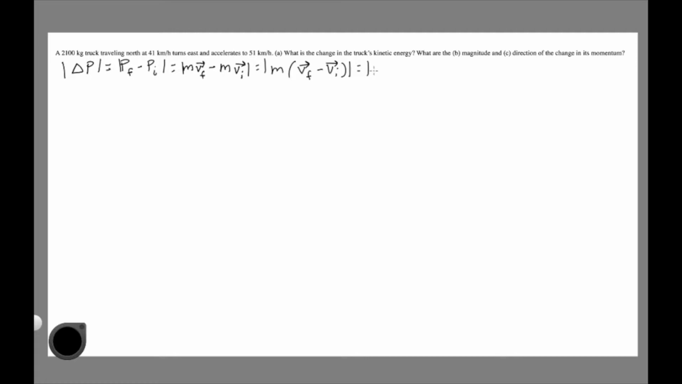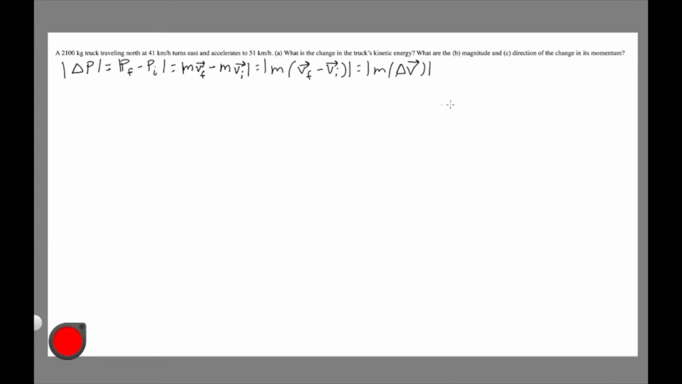So we can say that the final velocity minus the initial velocity, we can call that delta V. Right, we can call this difference of two vectors delta V, right? Because delta just means the final of something minus the initial of something. So in this case, let's draw a diagram of the truck's motion.